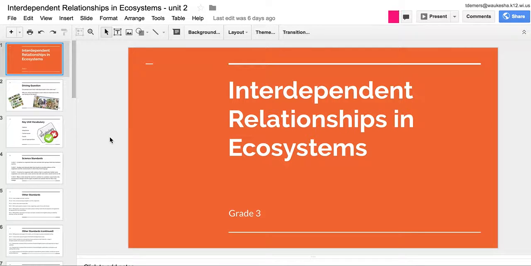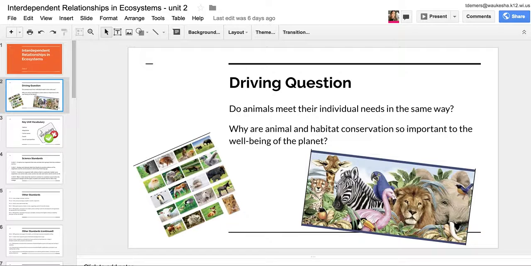Welcome to Unit 2 for the third graders and interdependent relationships in ecosystems. In this unit, your driving question is going to be, do animals meet their individual needs in the same way? So we're going to be looking at the individual characteristics of animals and how they adapt to their environment and live in their habitat. And why are animal and animal habitat conservation so important to the well-being of the planet? So we're going to look at why it's important that we preserve the habitats that animals live in.